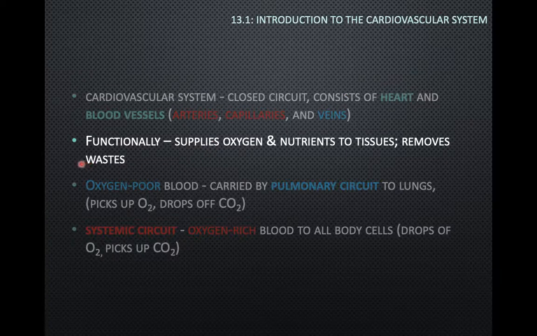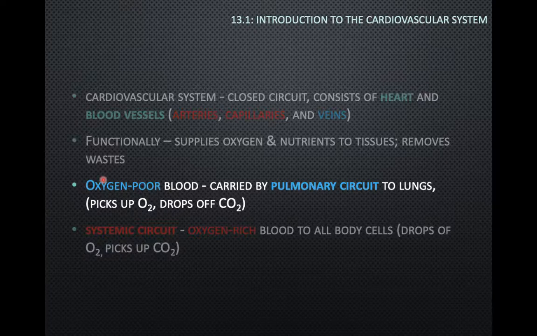So functioning, how the cardiovascular system works is it works to supply oxygen and any nutrients to the tissues and the cells, and it also removes any waste from our systems. When we look at oxygen poor blood, this is what is carried by the pulmonary circuit. So within our cardiovascular system, we have two circuits: the pulmonary circuit that carries oxygen poor blood to the lungs, and then we also have the systemic circuit, and I think I forgot to highlight this part, but the systemic circuit is oxygen rich and it carries blood to all of our cells.